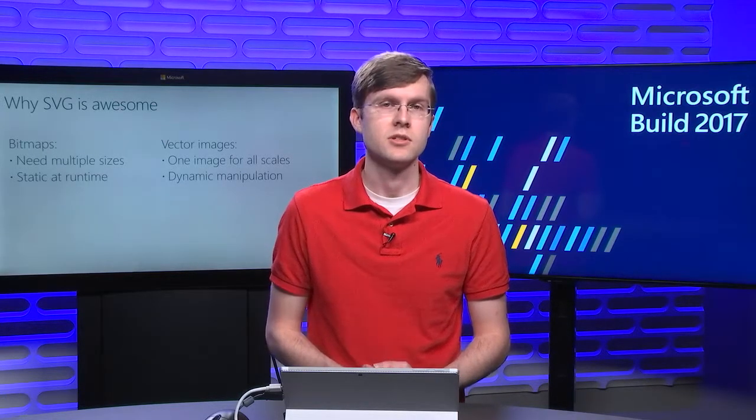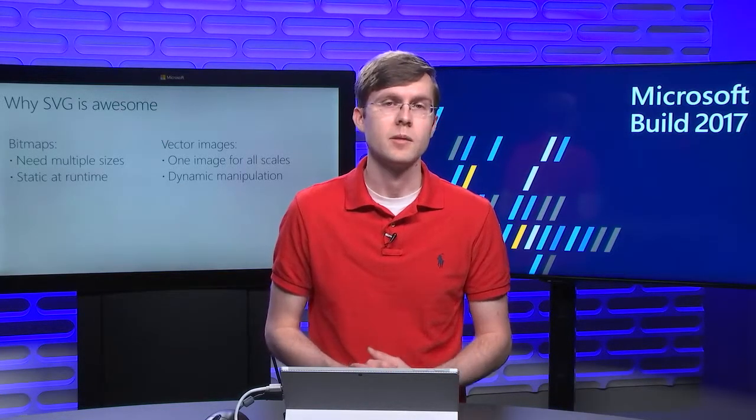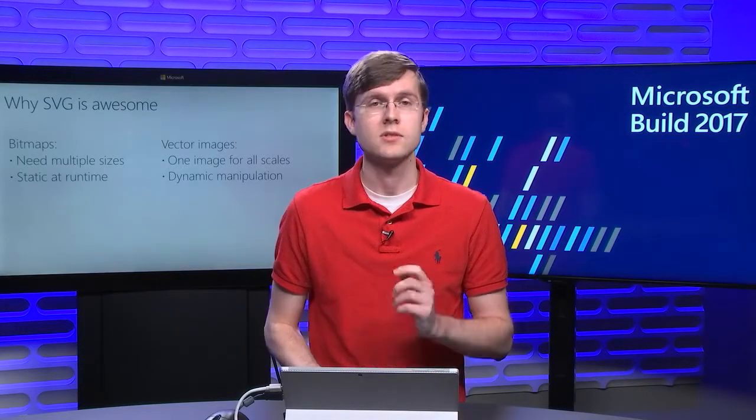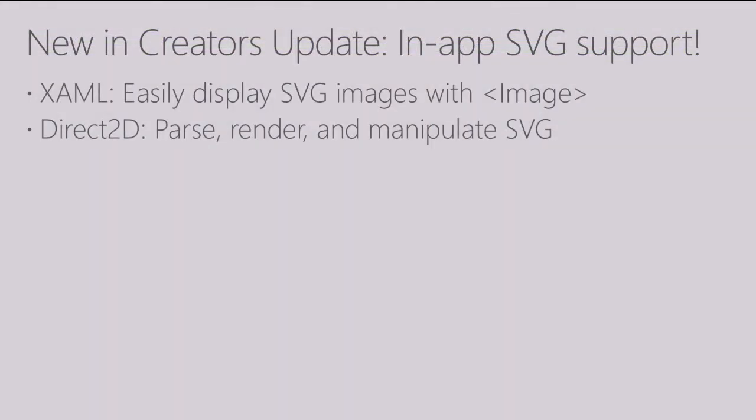Unfortunately, it's historically been pretty challenging to use SVG images in your native UWP apps. That's why with the Creators Update, we're excited to announce built-in support for SVG images. So what does this mean for you specifically? Well, if you use XAML, then the image control that you already know and love now supports SVG images exactly the same way as it supports raster graphics.